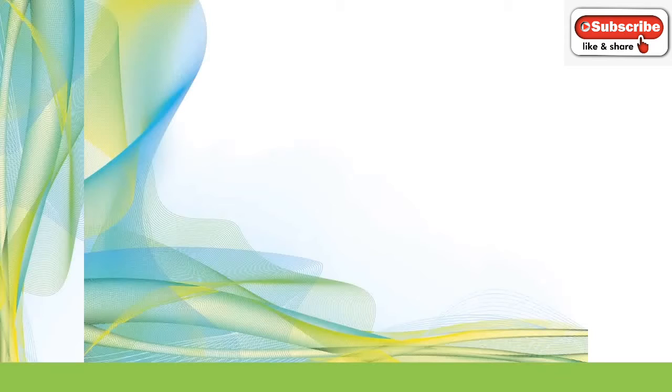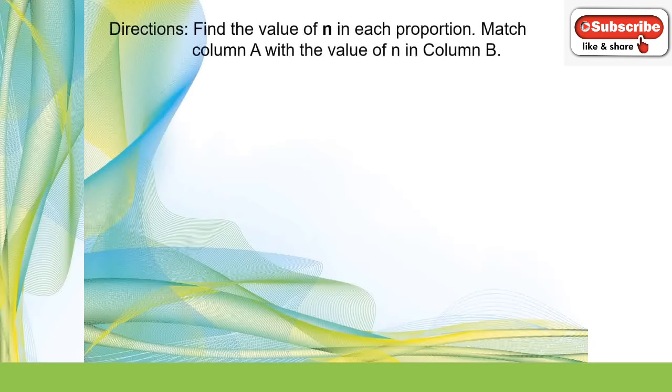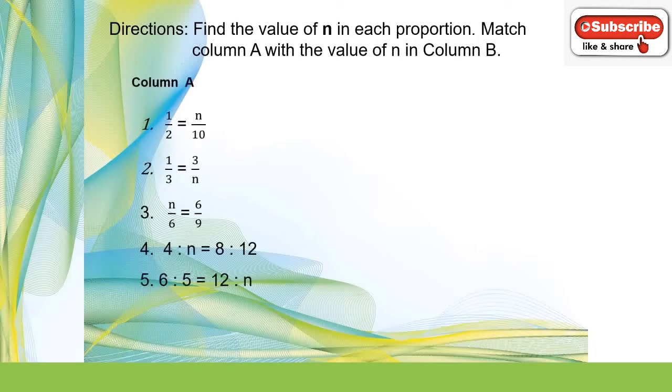Once I say go, write your answer in your math notebook. Ready? Let's begin. Directions: find the value of n in each proportion. Match column A with the value of n in column B. We have the given numbers in column A and we have the value of n in column B. Number 1. 1/2 is equal to n over 10.